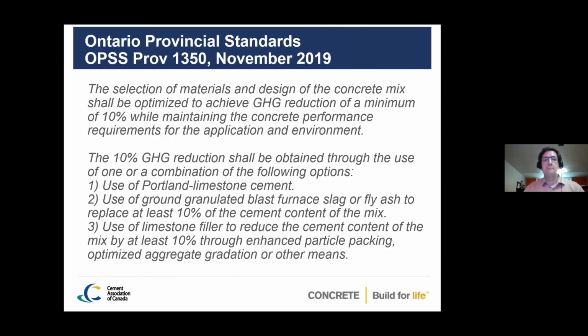Next one, please. Now, an interesting thing that the Ministry of Transportation of Ontario has done is they've mandated a greenhouse gas emission reduction of 10% on any of their pavement projects. So they put that in their OPSS 1350 specification. One way that you can do that is just straight use Portland limestone cement. But what we would like to see in our industry is to use the Portland limestone cement, but also use supplementary cementing materials, because the combination of the two will actually decrease the overall footprint of your pavement.